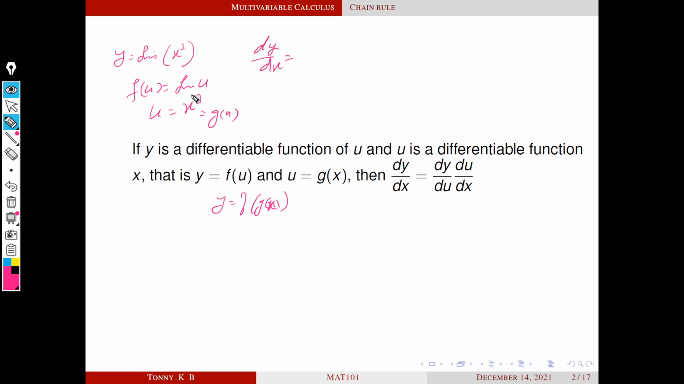That is equal to the derivative of y with respect to u. So here our f of u is sin u, so that is cos u. Cos u means, what is u? U is x cube. So cos x cube into du by dx. Du by dx means 3x square. So this is the working rule. Analogously, we can define this chain rule for a multivariable function.